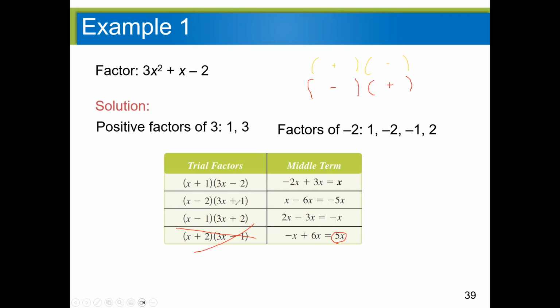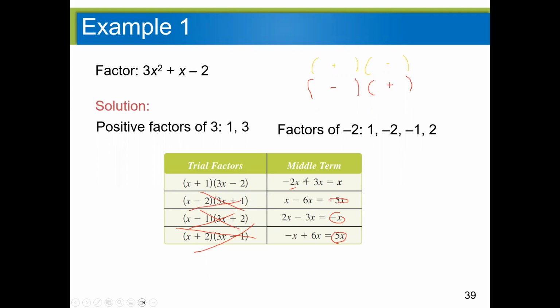So outside, x times 2 is 2x. Inside, -1 times 3 is -3x. That gives us a -x. Nope. Outside, x times 1 is x. Inside, -2 times 3x is -6x, which gives -5x. No. Okay, let's try this one.